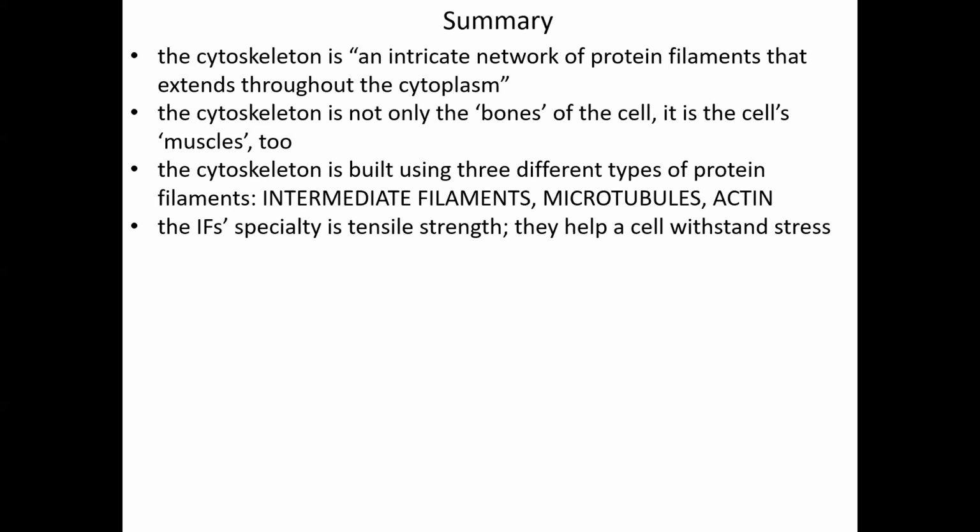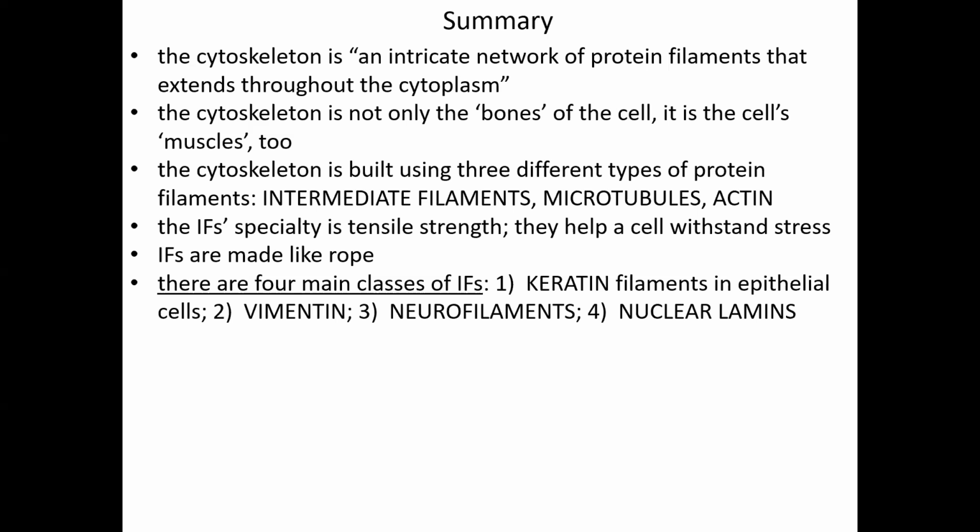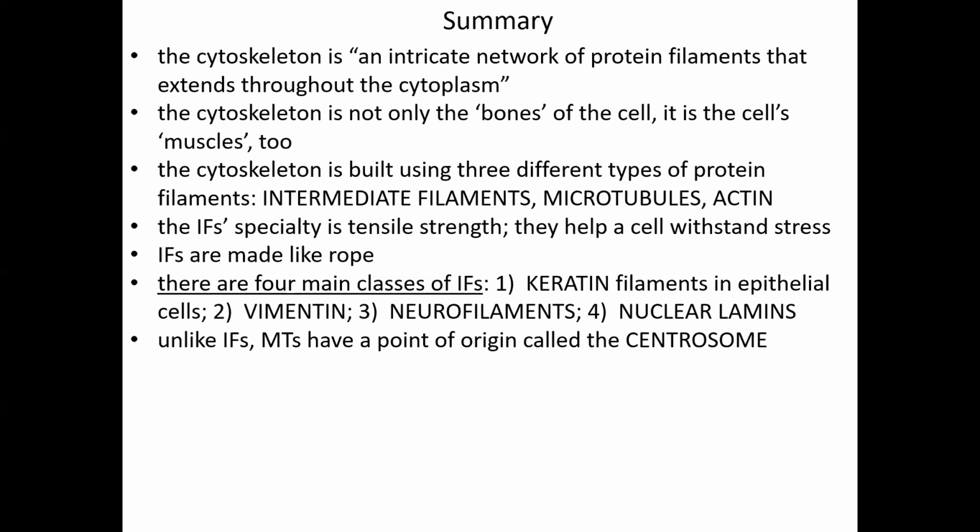So again, the specialty of intermediate filaments is tensile strength, the ability for a cell or tissues of cells to withstand stress without tearing. They're constructed like rope, bundles of fibers that are bundled into bigger fibers that are bundled and braided into bigger fibers, and that gives the tensile strength that intermediate filaments offer. There are four main classes of intermediate filaments: keratin for epithelial cells, vimentin for connective tissue, neurofilaments for neurocells, and then the nuclear lamins that make up the nuclear cortex. And we told a little bit of the mitosis story there for prometaphase.